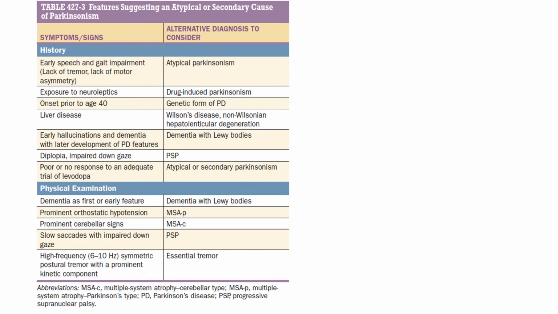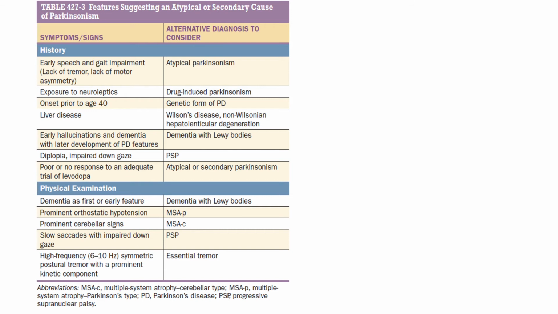Some features suggest an atypical or secondary cause of Parkinsonism. If there is an early speech or gait impairment, we'll be thinking about an atypical Parkinsonism. Suppose there is an exposure to neuroleptics, then obviously it is a drug-induced Parkinsonism. If there is an onset prior to age 40, I'll be thinking about a genetic form of Parkinson's disease. If there is an associated liver disease, then there can be Wilson's, or non-Wilsonian hepatolenticular degeneration.